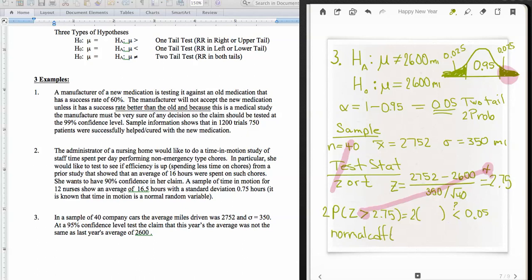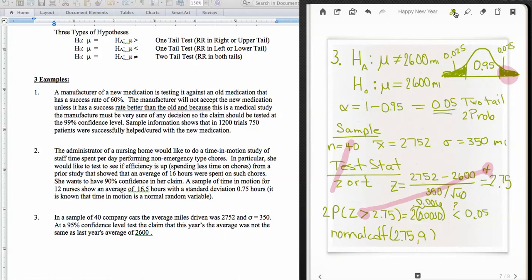So remember, I do this by doing a normal CDF. I have greater than 2.75, so my lower bound is 2.75, my upper bound is 9, and second function variables, normal CDF, 2.75, comma 9, and that's going to give me approximately 0.002997, so that's 0.003. So 2 times 0.003 is going to be 0.006. So 0.006, that is less than 0.05.